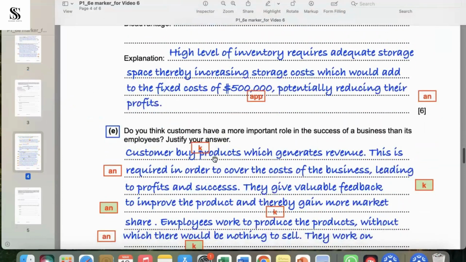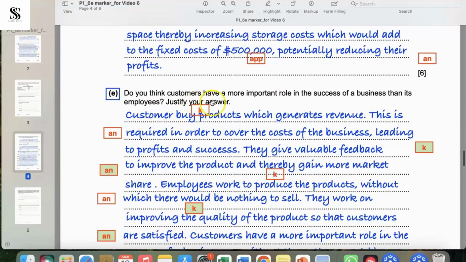Here's an example where the question says, do you think customers have a more important role in the success of a business than its employees? It's already giving you the 2 factors that you need to analyze. Unlike the previous one where you could choose any 2, here you have to compare between the customers and employees, explain how important they are, and then choose who is more important.